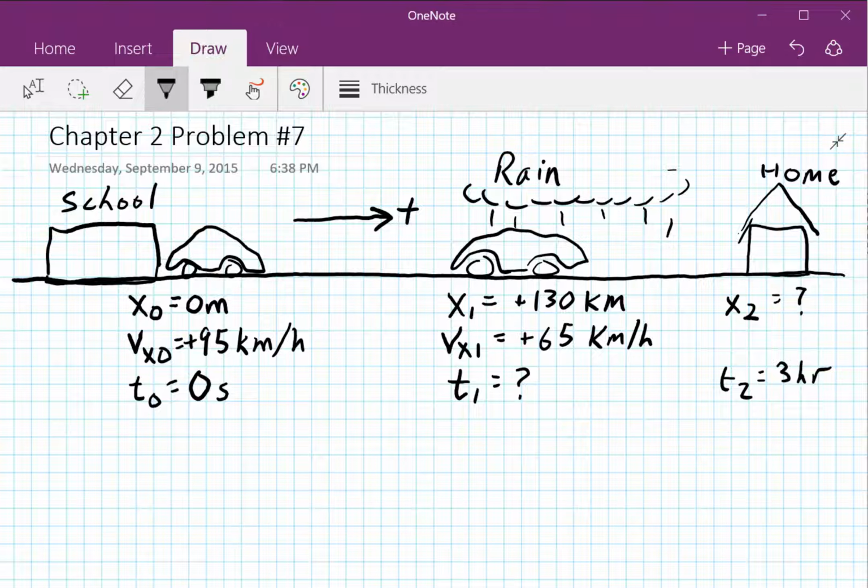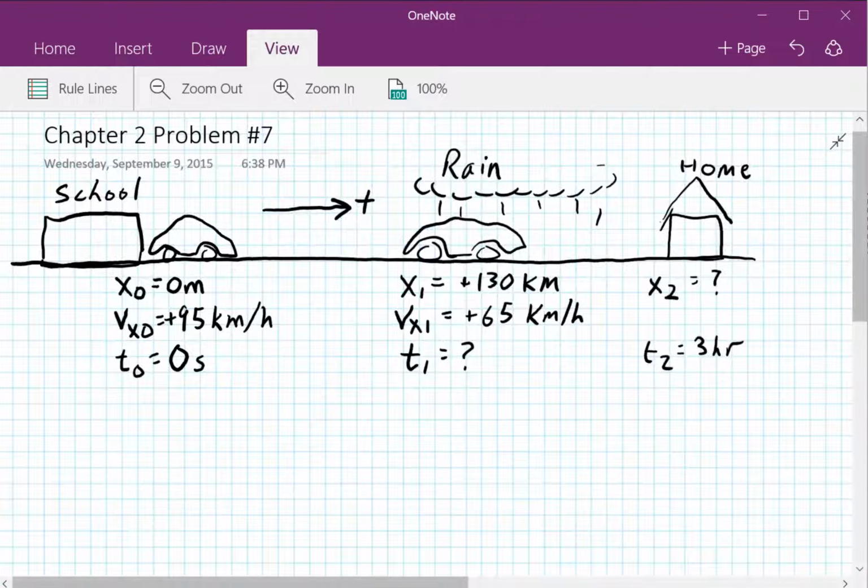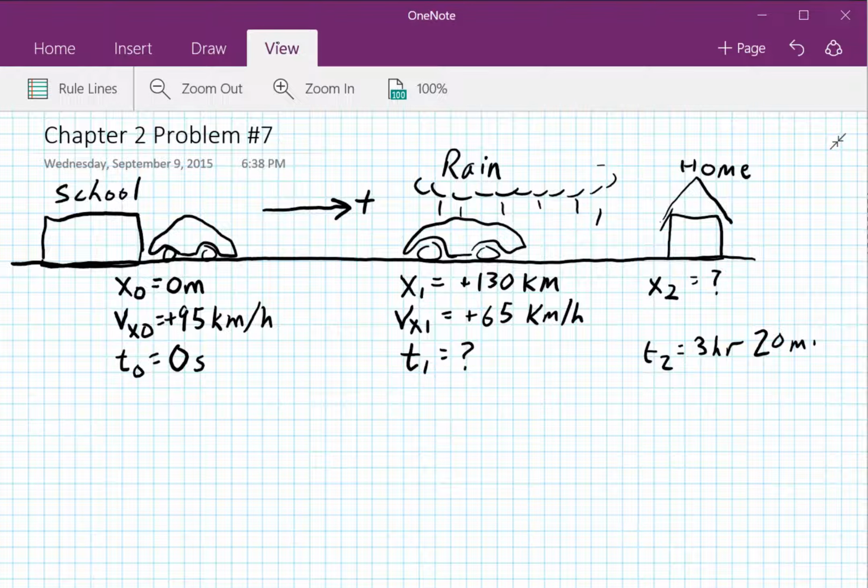I'm going to have to zoom out for this to fit. And 20 minutes. There's nothing else that we know. Okay, that's everything they give us in the problem. That's what your diagram should look like. Those are the variables. Before we move on, we need to convert anything that's non-standard unit.